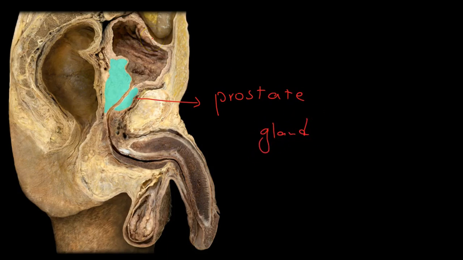But how do you know it's the prostate gland? Look at this one. This is the bladder, the urinary bladder. And then from the urinary bladder, you have the urethra. The first part of the urethra passes through the prostate gland, so we call this part of the urethra the prostatic urethra. And this gland, this structure, is the prostate gland.